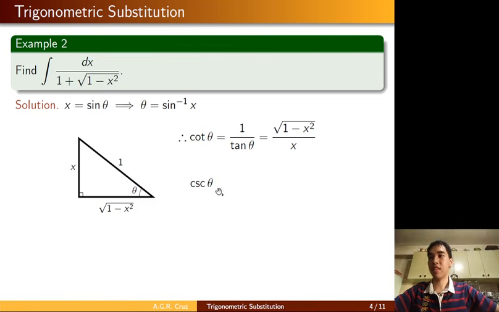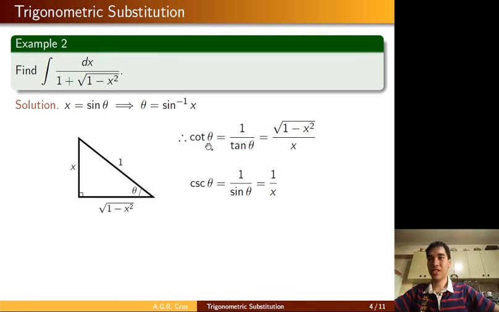Then for our cosecant theta, what do we do here? Remember, cosecant theta, isn't that the reciprocal of sine? It's 1 over sine theta. However, our sine theta here is equal to x. So 1 over sine theta is now equal to 1 over x. Okay? So this is now cosecant theta in terms of x.